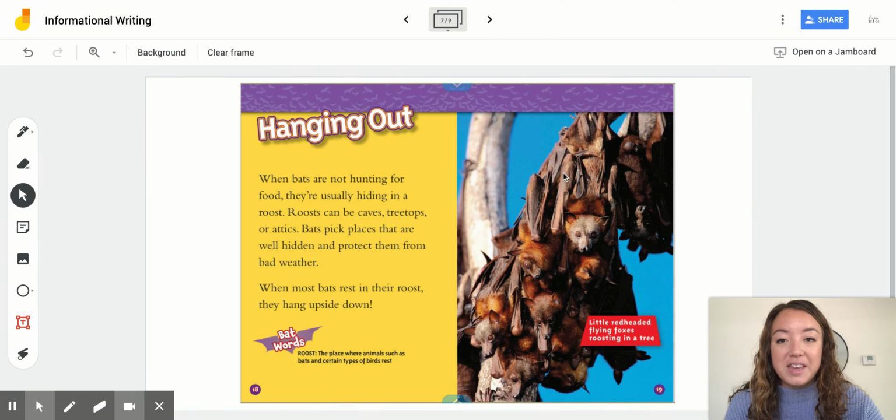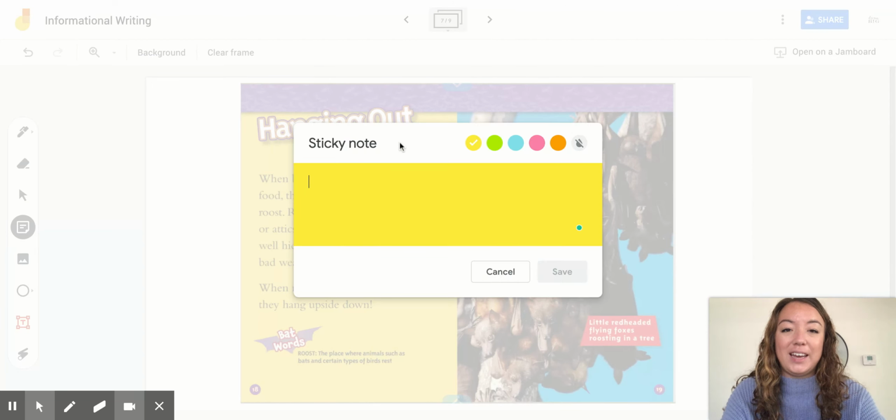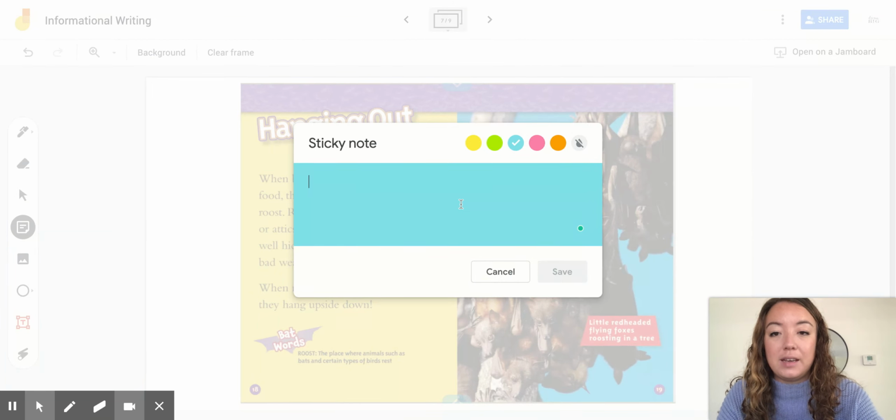Wow, okay. This page or this section is called Hanging Out. And I like that in this picture, all these bats look like they're hanging out. This caption says little red-headed flying foxes roosting in a tree. Ooh, I like that. So I'm first going to label, I really like this heading. I think that it's clever. It doesn't just say bats hanging or where bats live. It says hanging out. It's a clever title. It gets me excited. So I'm going to say clever heading. I really like that. Hanging out.